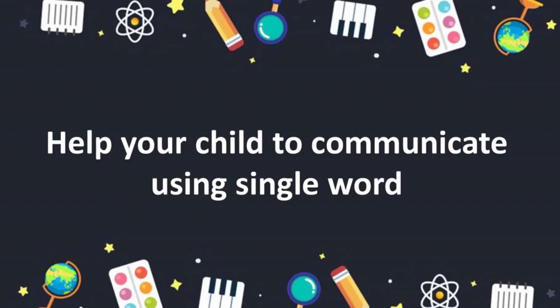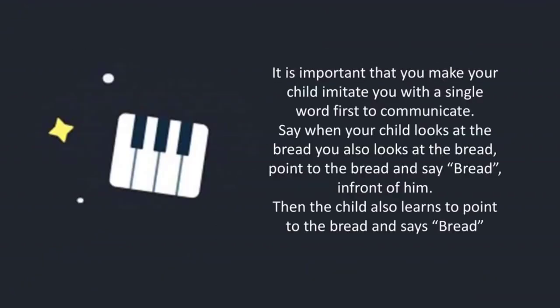Many parents have this concern that the child is not speaking in sentences. It is important that you make the child imitate you with a single word first to communicate. Say when your child looks at the bread, you also look at the bread, point to the bread and say bread, looking at his eyes. Then the child also learns to point to the bread and say bread. Only if they can imitate you with a single word, they will learn to imitate you with a bigger sentence.